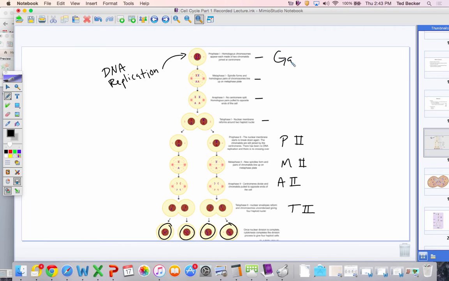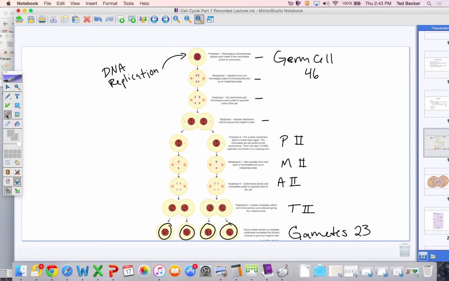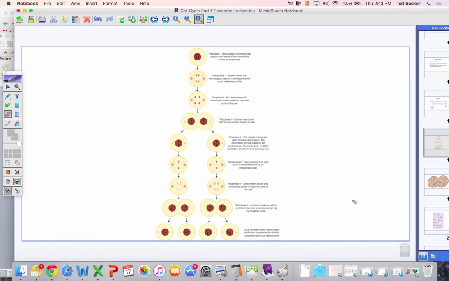Up here, you'd start with a germ cell. And through this process, you create gametes with 23 chromosomes. And this process is interesting because in meiosis, you don't separate the sister chromatids right away. You first separate the homologous chromosomes.